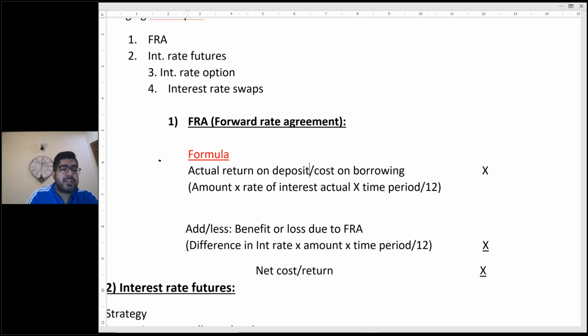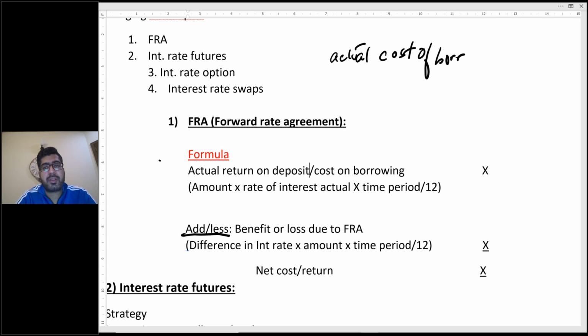Now, why have I written add or less benefit or loss due to FRA? Benefit is sometimes added or deducted. Loss is sometimes added or deducted. Like for example, you got a borrowing case. So firstly, you wrote actual cost of borrowing through this formula.